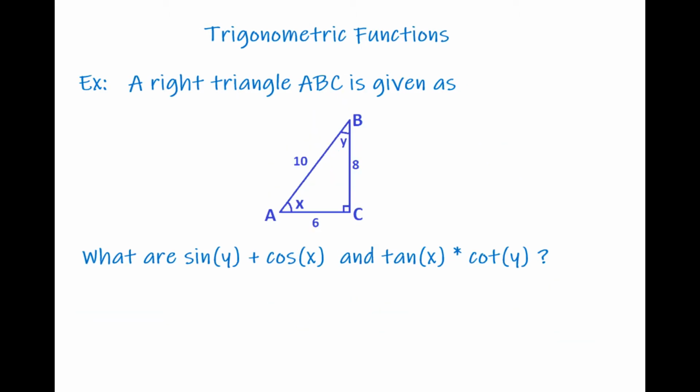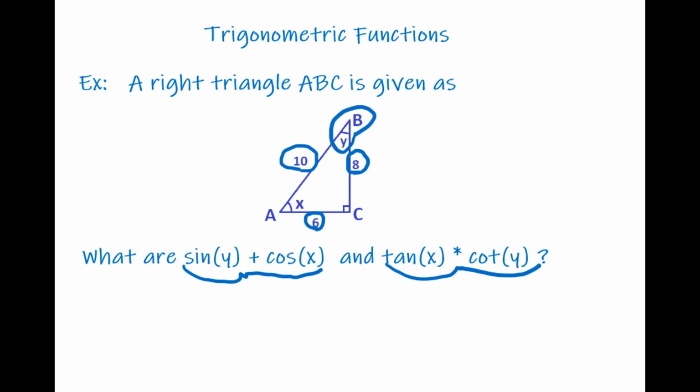In this question, a right triangle ABC is given as we see. The hypotenuse is 10. This side, which is the opposite side of angle x, is 8. This side, which is the adjacent side of angle x, is 6. According to this right triangle, we are asked to find the value of sine y plus cosine x and tangent x times cotangent y. So let's take a look at sine y first. Of course, we will look at the situation from the angle y perspective.